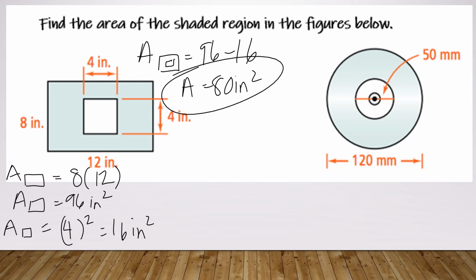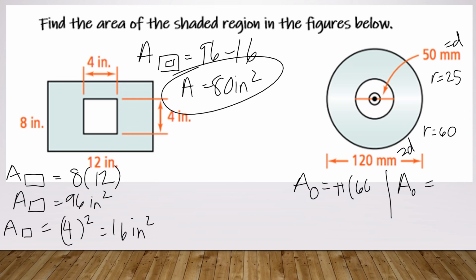For the circle, the values that they give us are the diameters. So we need to find the radius because we are just doing area here. So radius is half of the diameter, so 50 divided by 2 would be 25, 120 divided by 2 would be 60. So I need to find the area of the big circle and the area of the small circle. The area of the big circle would be pi r squared. The area of the small circle would be pi r squared.